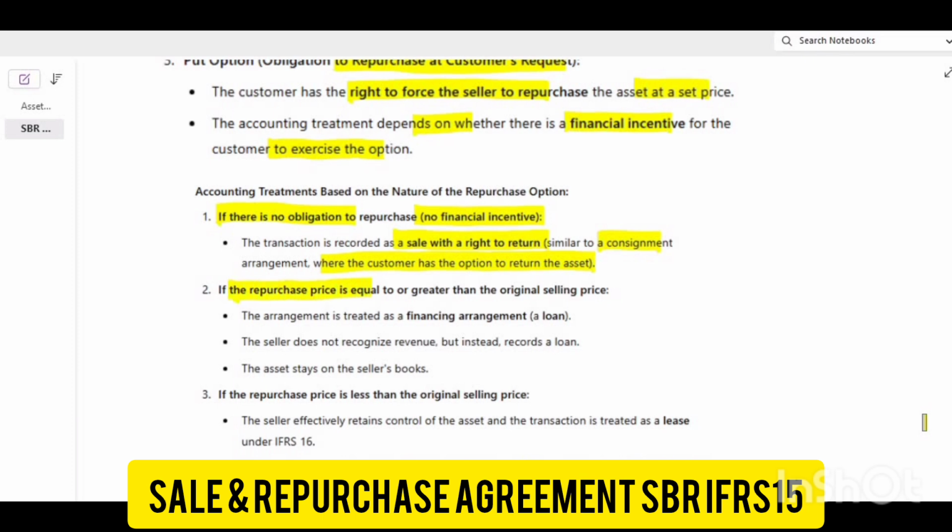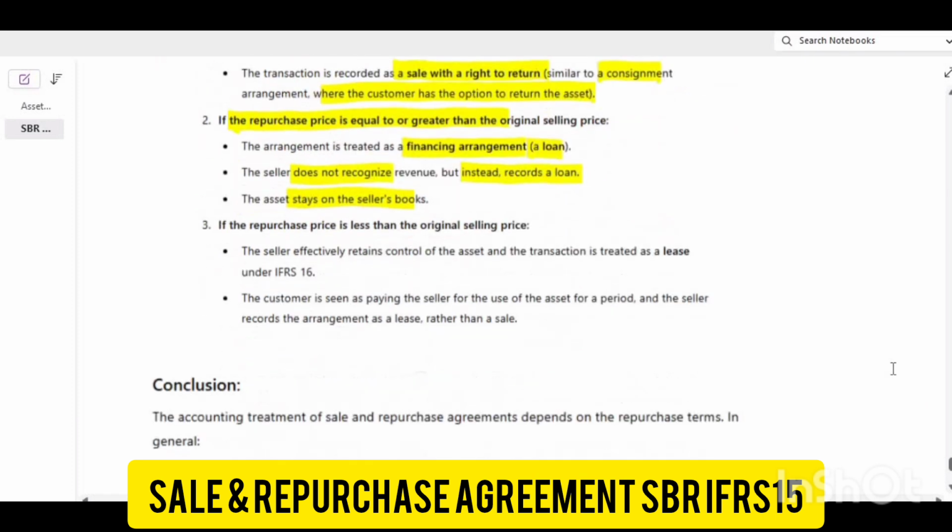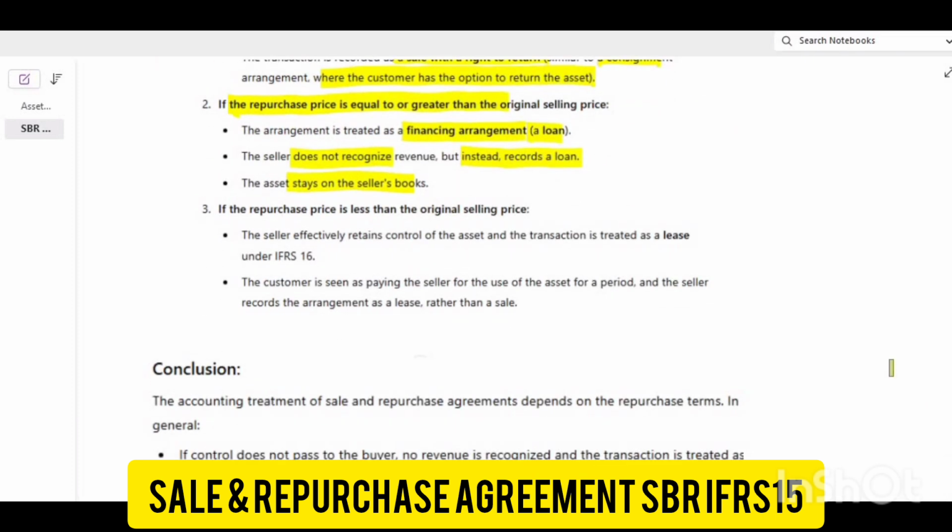Now, if the repurchase price is equal or greater, that means this is a financing arrangement with a financial incentive, and you will consider it as a loan. The seller does not recognize the revenue but instead records it as a loan. Now, the asset stays on the seller's books because you have not transferred the control. It means that it is not a real sale.